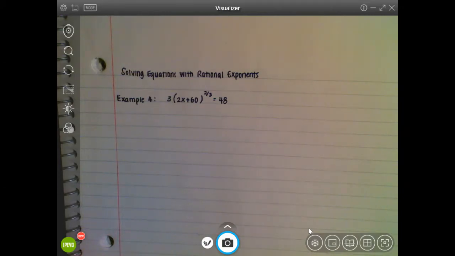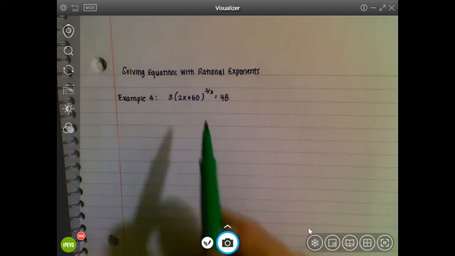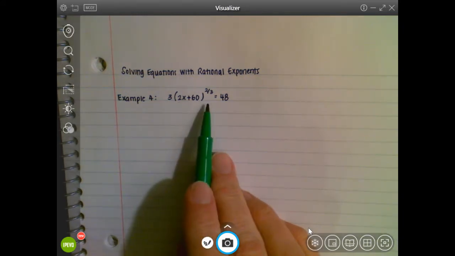Hi, everyone. Here's the last example from the notes that we didn't get to in class today. I just wanted to give you the last example because there are a couple of examples like it on your homework. And I'm going to follow the steps that we were talking about using to solve in class today. So the first step was to get the term with the rational exponent by itself on one side.